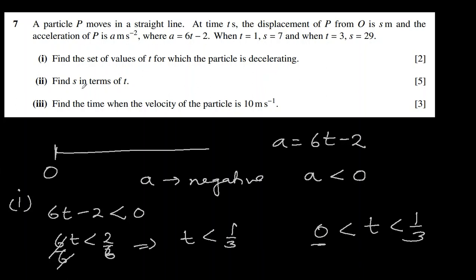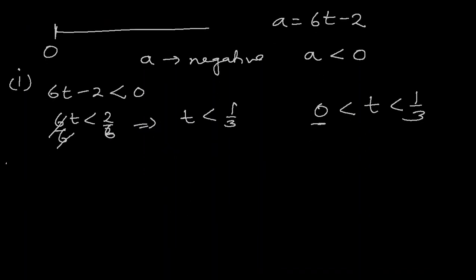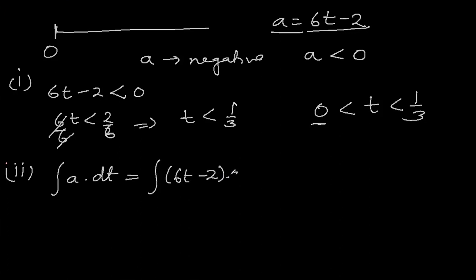Part 2. Find s in terms of t. Okay, so to find displacement from acceleration, we can't find it directly. What we need to do is first integrate acceleration to get velocity. So we will integrate both sides, 6t minus 2 dt. The integration of acceleration is velocity, equal to 6t square over 2 minus 2t plus c.